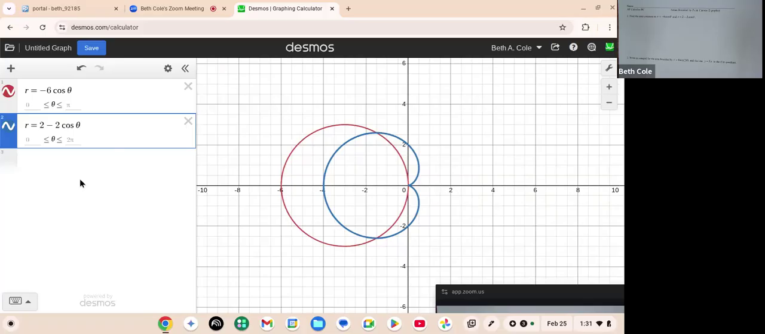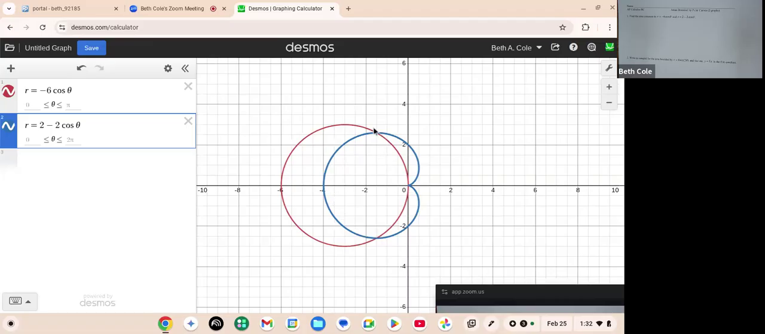So the directions say we want to find the area. What does it say? Common to both of them. So watch where I have my cursor. That means that we want the part that is in here. Do you see where my cursor is going?